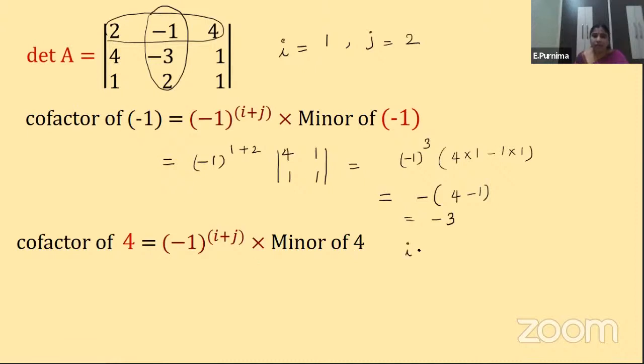Now we are trying to find the i value. In which row is it? First row. And j is what? The j value is 3 because it is in the third column. Now let us find this: minus 1 whole to the power of 1 plus 3 into its minor.